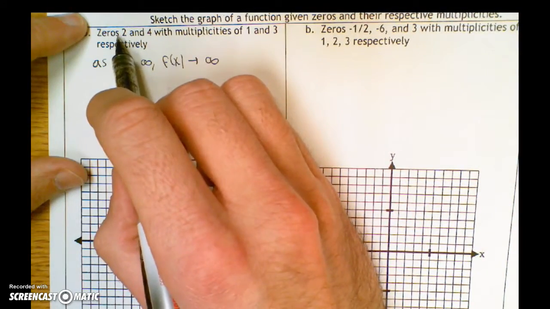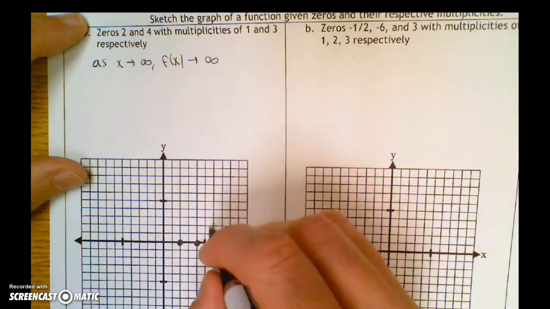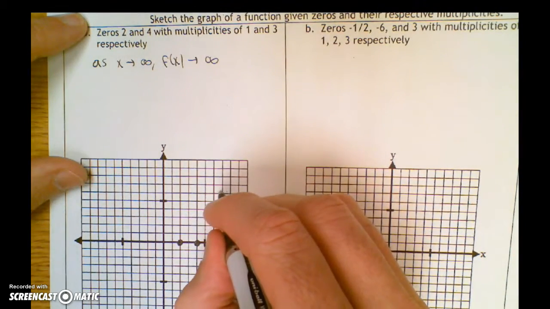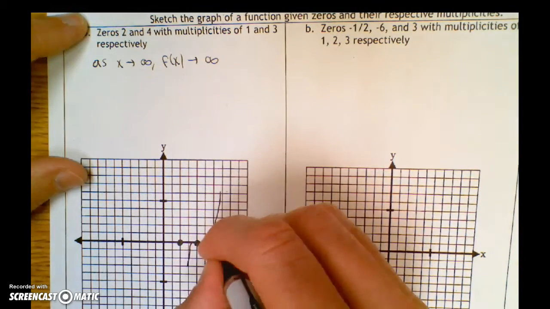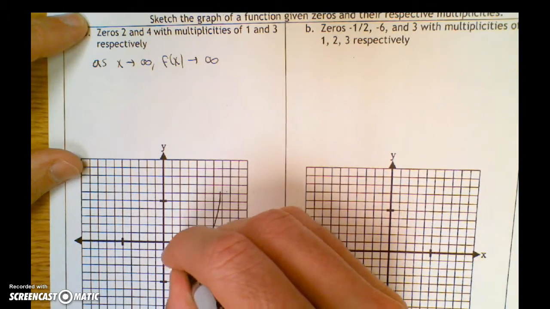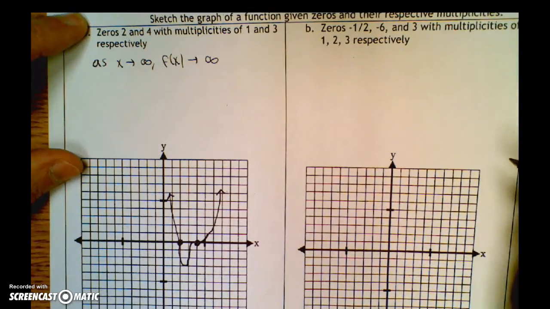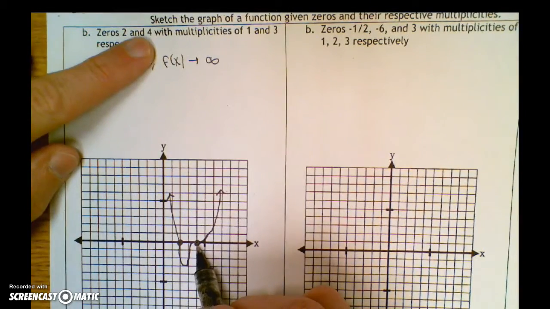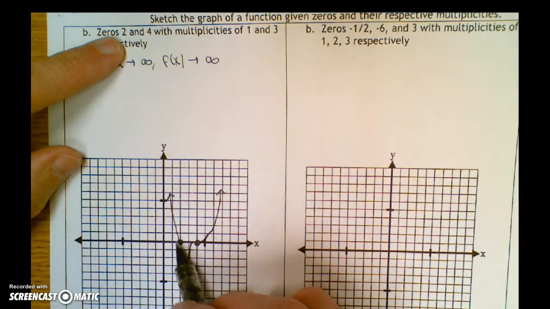So at 2, my multiplicity was 1, and at 4, my multiplicity was 3. So since I'm ending positively, I know I have to come up. So I want to do that little swivel, and then come back and go straight through. So there's the best estimation of my graph. I have a swivel at 4 for the multiplicity of 3, and I go straight through at 2 for the multiplicity of 1.